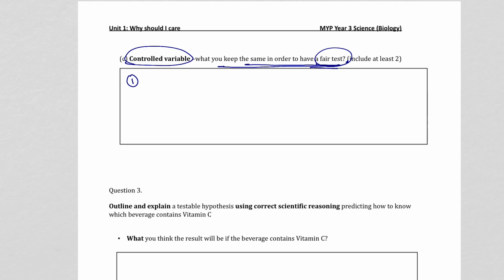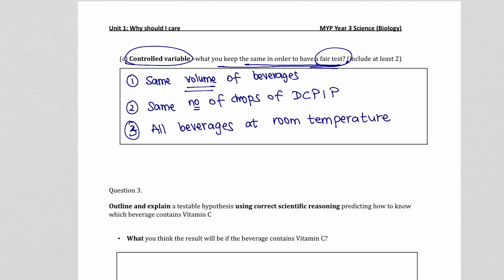And I will also set the solutions to the same temperature, because in the case of vitamin C, the temperature will affect how much of vitamin C is present. So normally at high temperatures, vitamin C or nutrients degrade. Many nutrients get damaged at high temperatures. So I'm going to keep all the solutions at the same temperature. So there's 3 control variables. Normally, if you give 2 or more, this is enough. Here I'm mentioning that all the beverages are at room temperature. So all of them are at the same temperature.